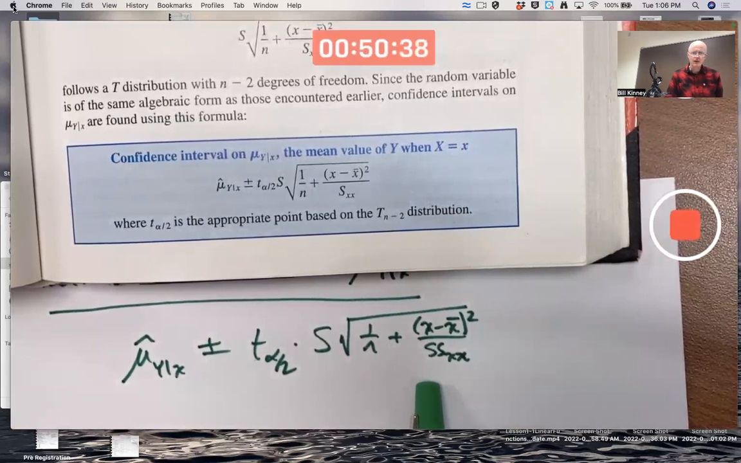Keep it clear in your mind what everything represents. N is the sample size. X bar is the mean of the x's. SSXX is the sum of squares of the x's. We've written that down before. What's x itself? It's a lowercase x there. It's whatever you want it to be. You can use this for any value of x.